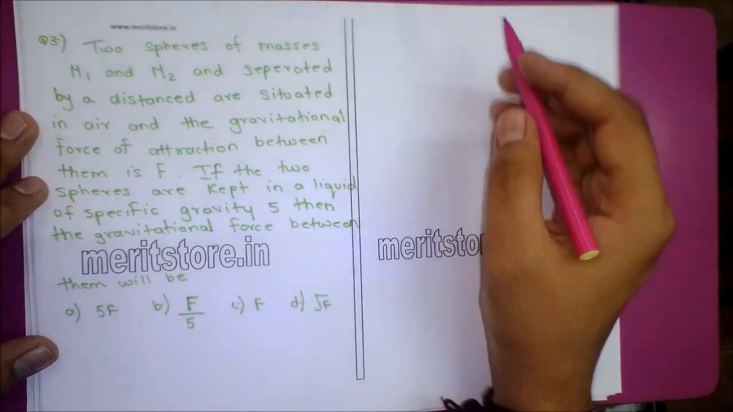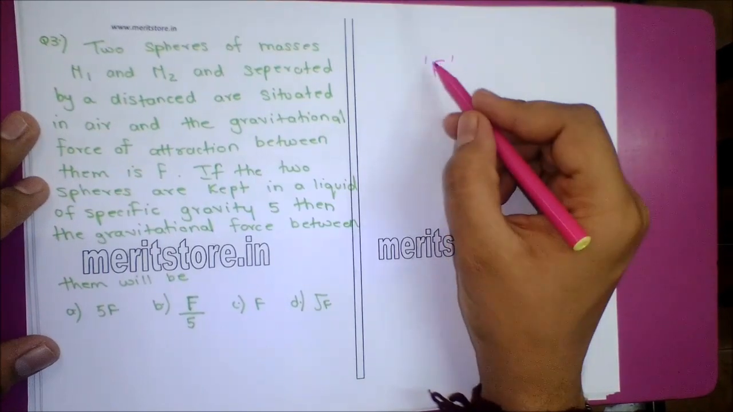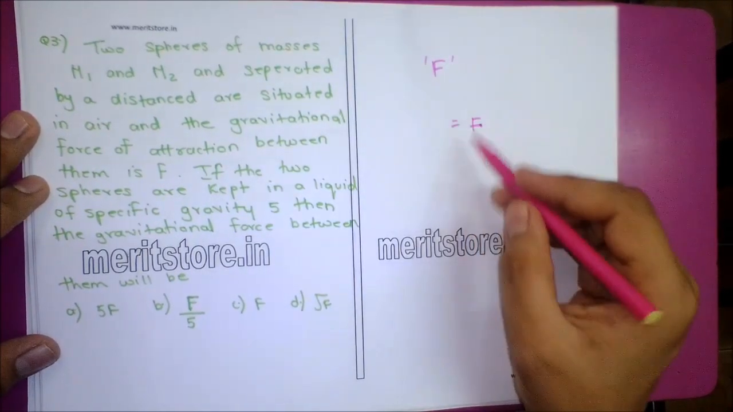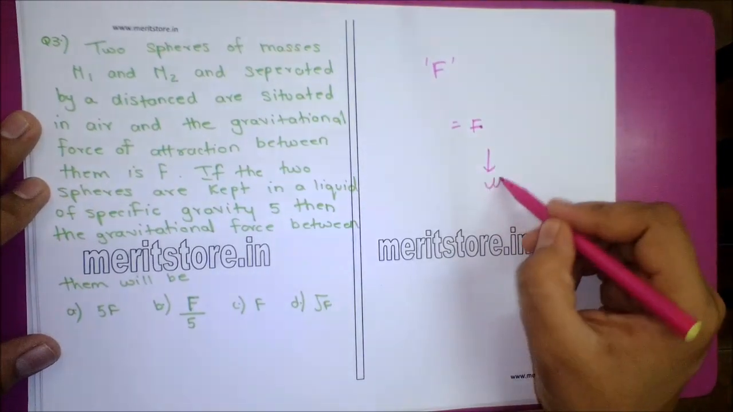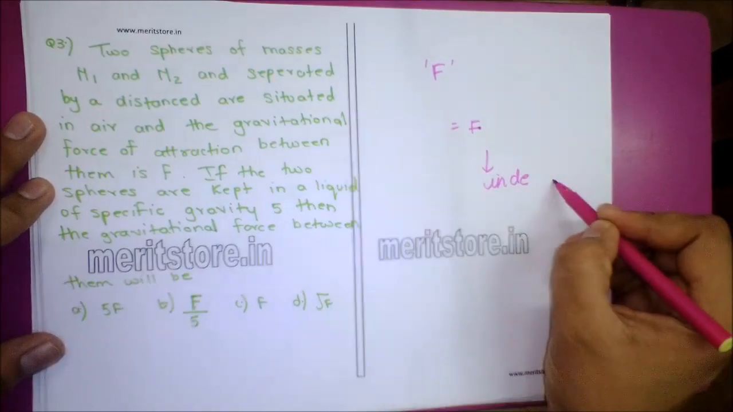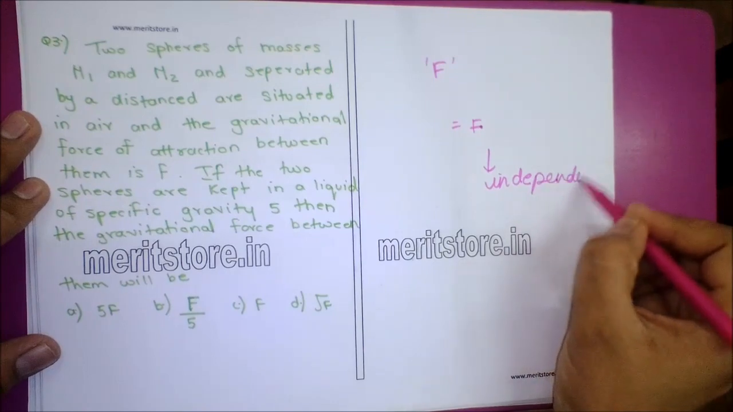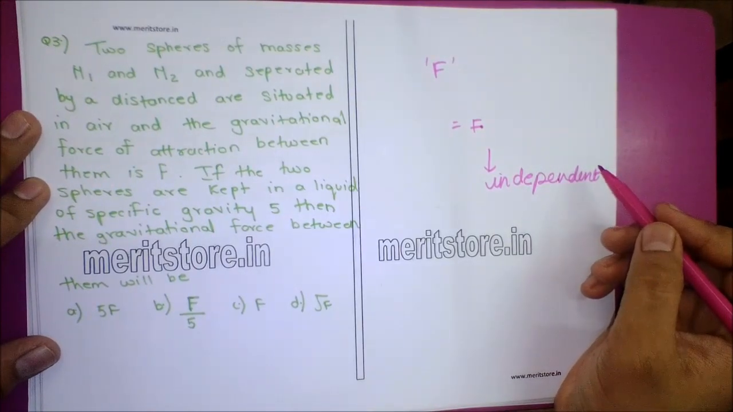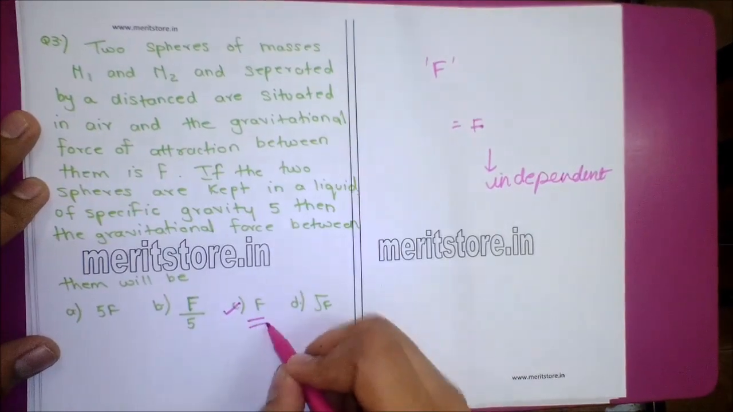Now we know the gravitational force between the two spheres will be equal to F because F is independent of the medium in which the two bodies are placed. So option C, F, is the correct answer.